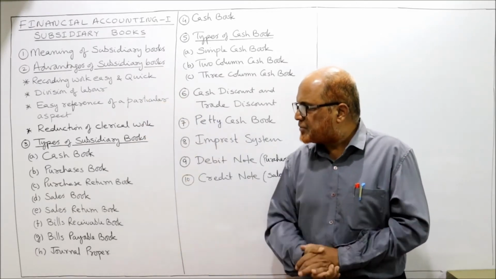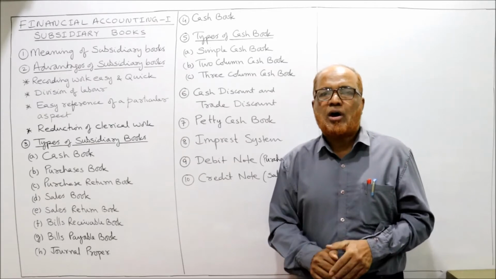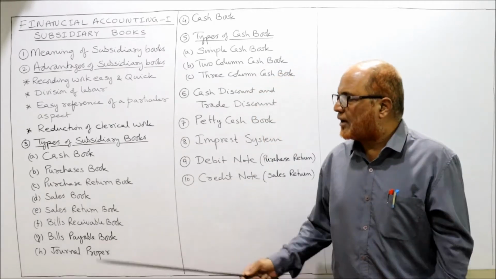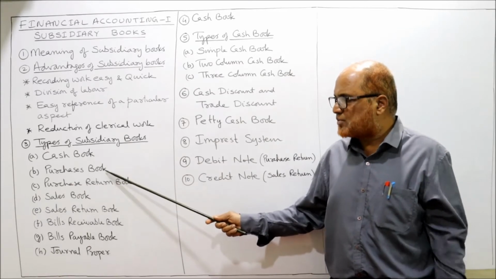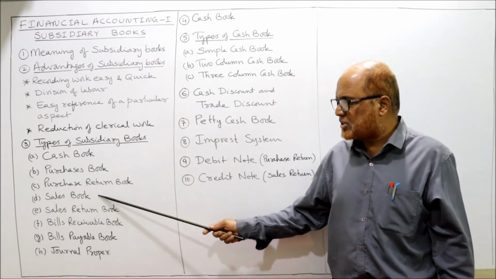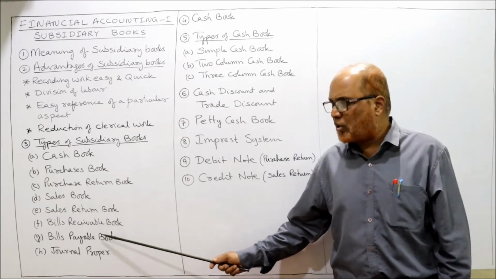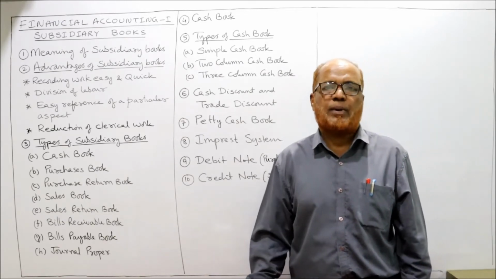Now, types of subsidiary books. See, normally we have 8 types of subsidiary books. The 8 types are cash book, purchases book, purchase return book, sales return book, bills receivable book, bills payable book, and lastly journal proper.